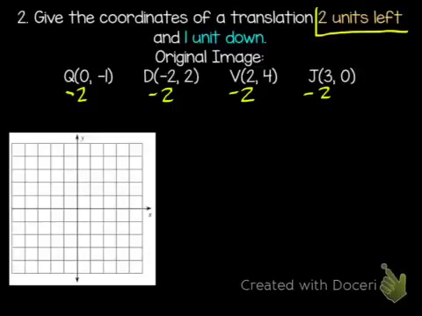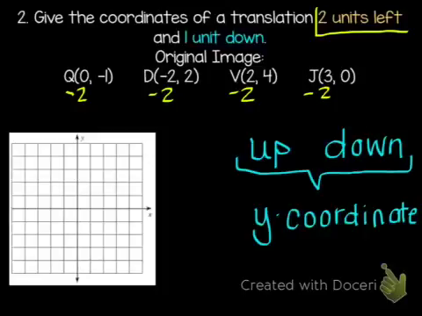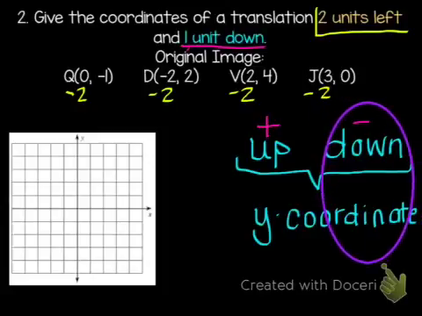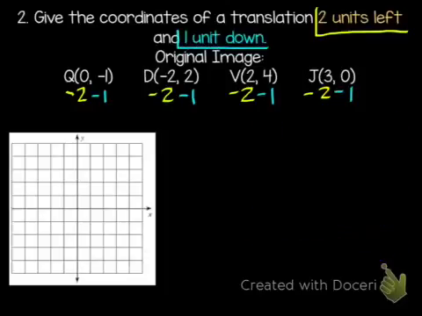But then if you want to go up or down, you're going to want to manipulate your y coordinate. So if we want to go up, we're going to add to our y, and if we want to go down, we're going to subtract from our y coordinate. This one is asking us to go down, so we're again going to use subtraction, and this time we're just going to subtract 1 from our y coordinate.